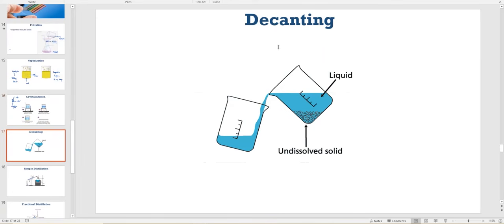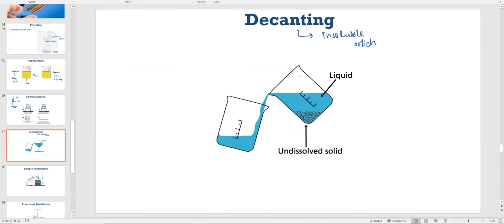Decanting is again very commonsensical. We do it without even realizing that we are doing decanting. Decanting is used to separate insoluble solids. Again, let's take the example of sand and water. And I want to separate sand from water. So what will I do?